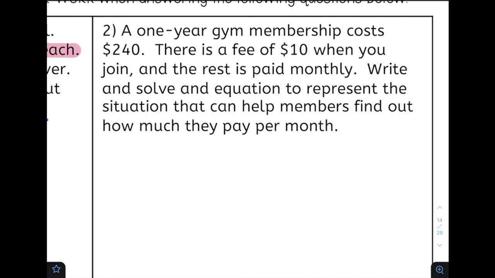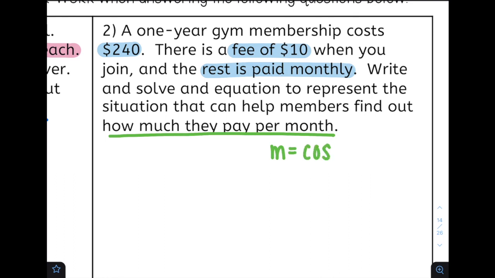Okay, so here we have a 1-year membership cost $240. So we know that's what it's going to equal. We know there's a fee of $10 and then it's paid monthly. Okay, well, let's take everything in. Let's do a fee of $10 when you join, and the rest is paid monthly. So we want to know how much money they pay per month. Okay, so I'm going to say M equals cost per month.